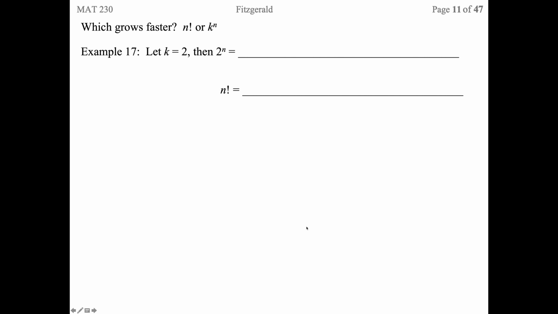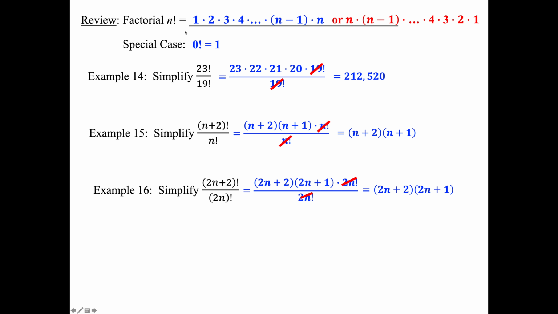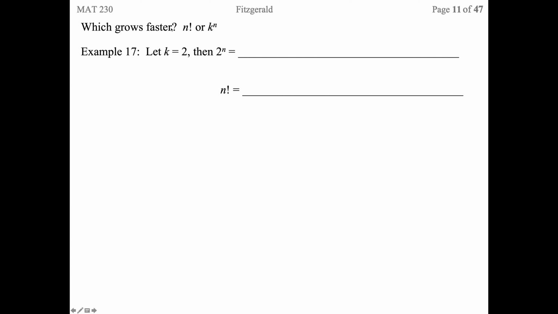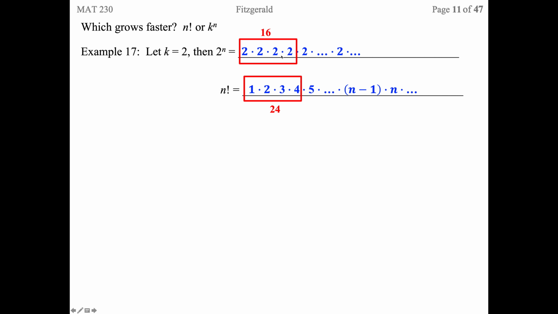All right, which grows faster, n factorial or some k raised to the n power? Well, let's let k equal 2, and then 2 to the n would be 2 times 2 times 2 times 2 times 2 forever. n factorial will be 1 times 2 times 3 times 4 times 5 times 6, all the way out to wherever n is going to go to. Well, if you notice here, the first four 2s multiplied together is 16. The first four terms, 1, 2, 3, 4, is 24. We are now bigger. Everything before that, 2 to the n was bigger.